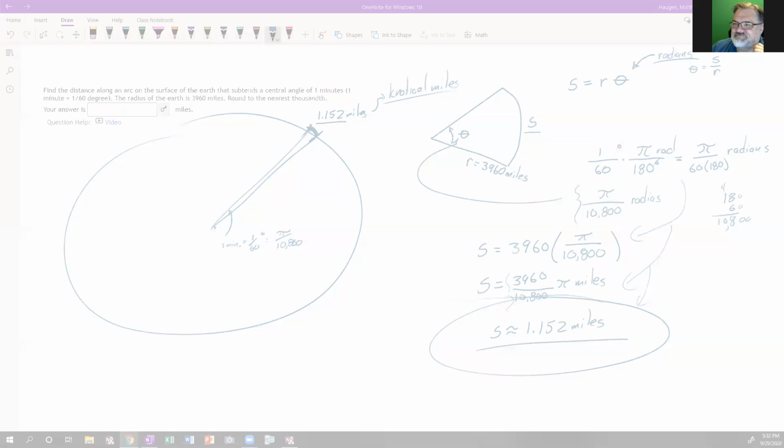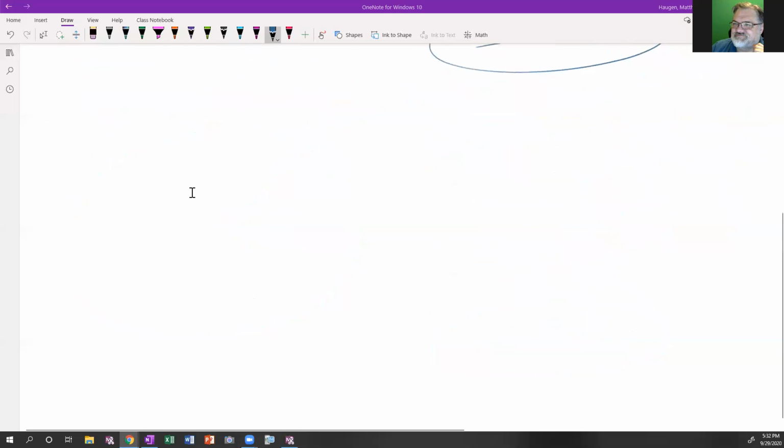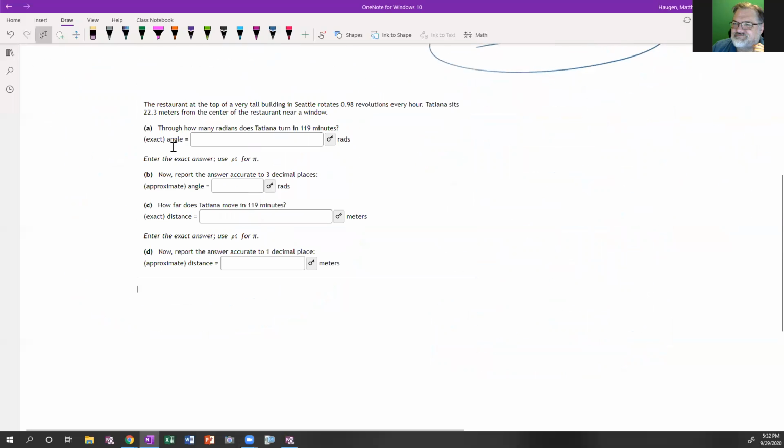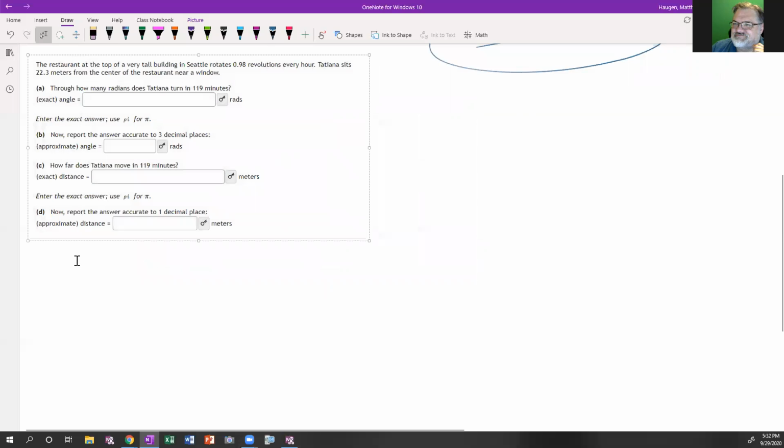Now I want to compare this to a rotational problem. We'll use roughly the same tools, but the rotational problems have some extra bits to them. So bring out a rotational problem. It's on your homework. The numbers in yours might be a little different.